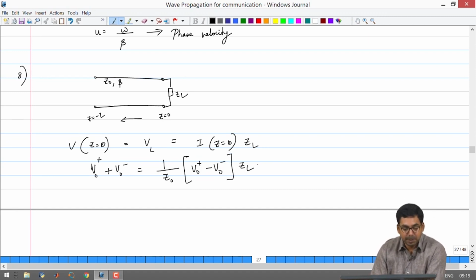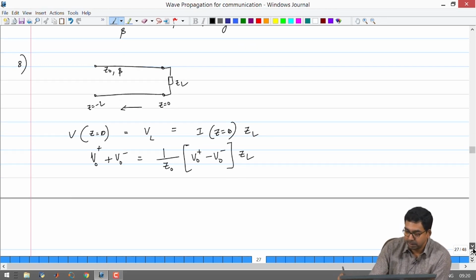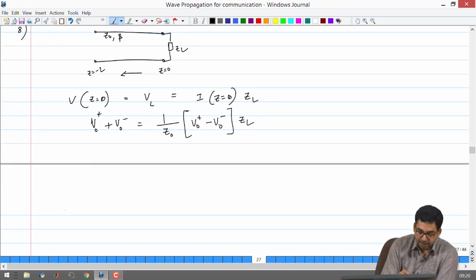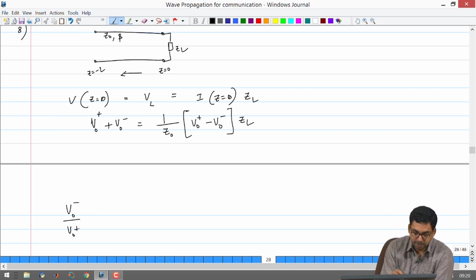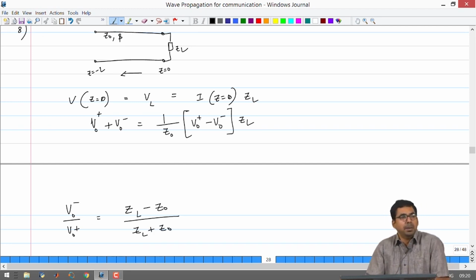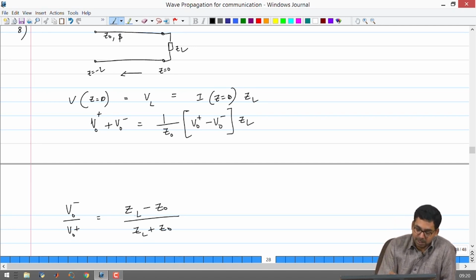Okay. This is the expression that we are getting from Ohm's law on the load end of the transmission line, and we are interested in finding out the ratio of V naught minus to V naught plus. It is a simple rearrangement, right, and you will end up getting ZL minus Z naught by ZL plus Z naught. This is very similar to the reflection coefficient that you got for the DC excitation. There it was RL minus RC divided by RL plus RC in our lectures.